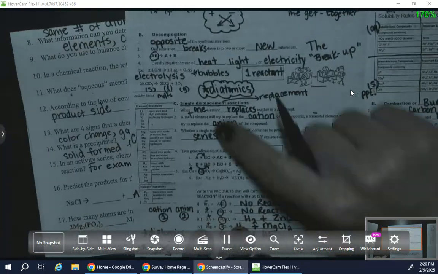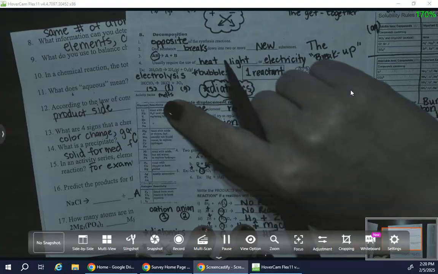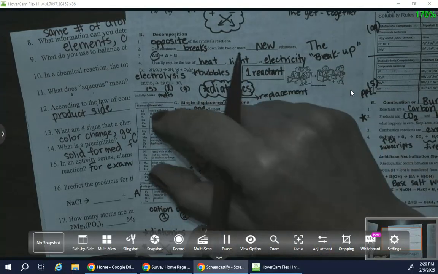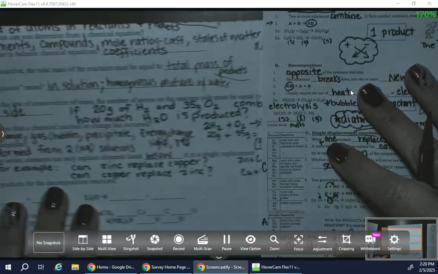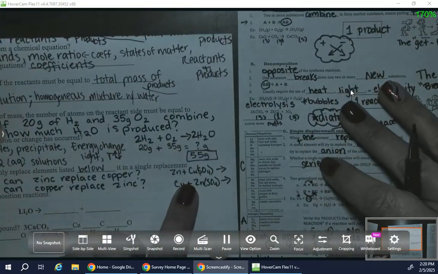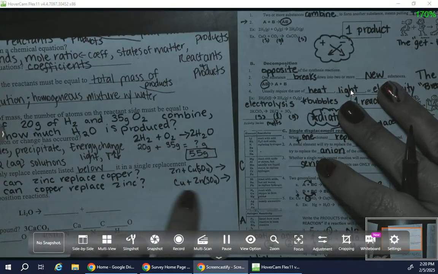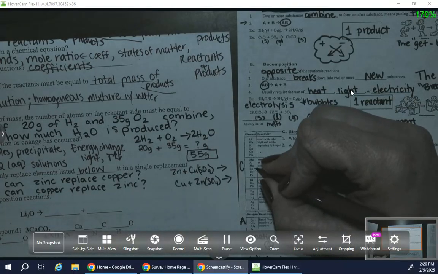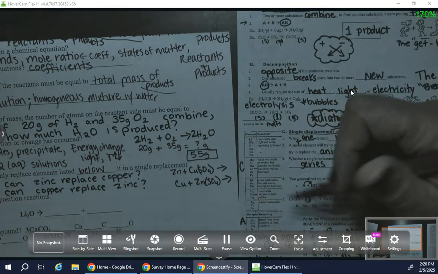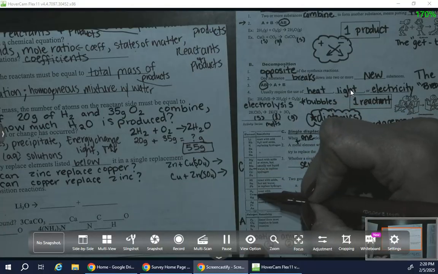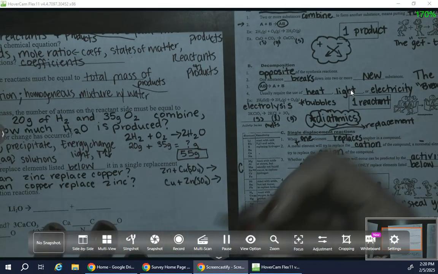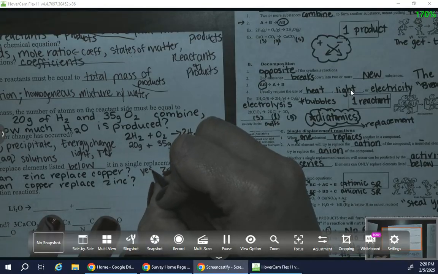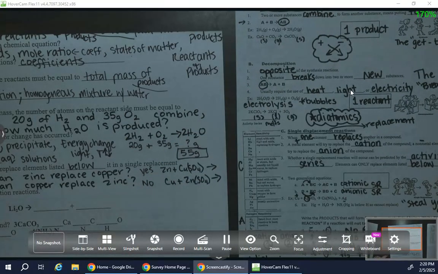So if you look down here with single displacement, you have an activity series here for our metals as well as our nonmetals. So the example that they gave you was straight from your lab that you guys got to see. So zinc and copper. So between those two, if zinc's up here and copper is way down here, zinc can replace copper, but copper cannot replace zinc. So yes and no. Okay.